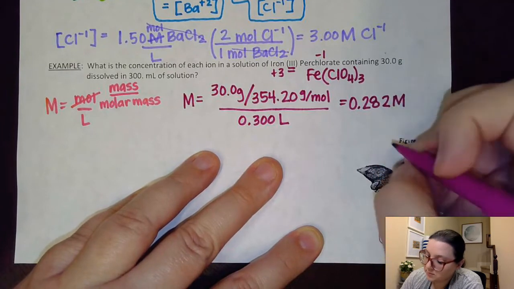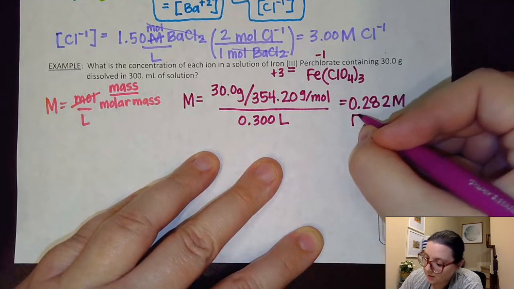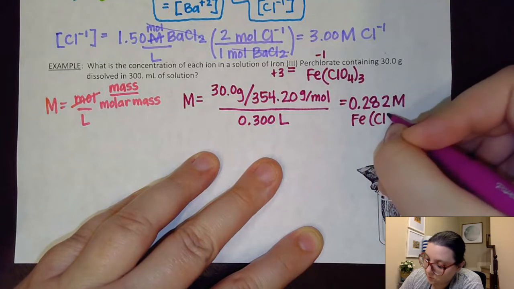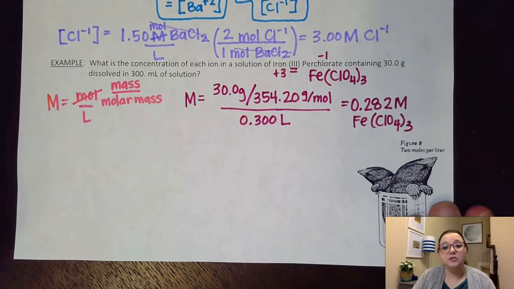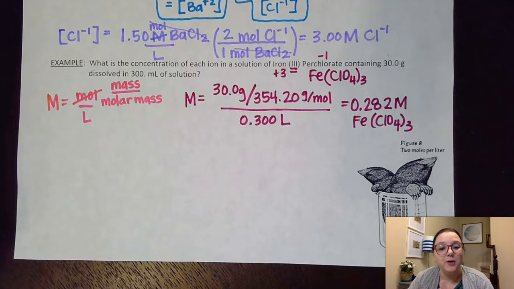So again, this is the molarity right now of the Fe(ClO4)3. But what it wants is the molarity of each individual ion. So what I want you to do is pick a method real quick and see if you can now solve the molarity of each of those individual ions. So go ahead, pause the video, try it out. Did you try it out?